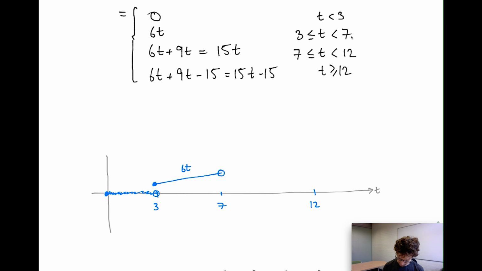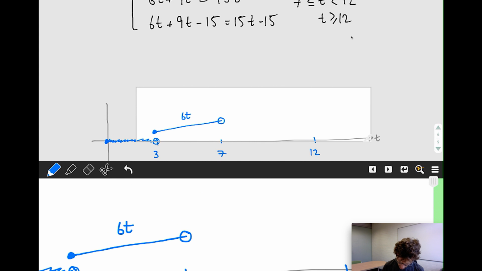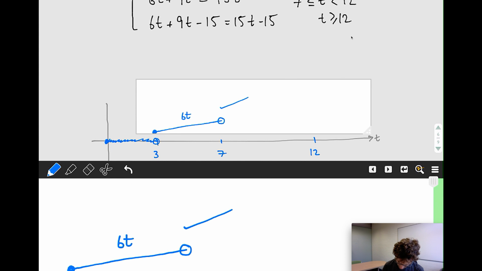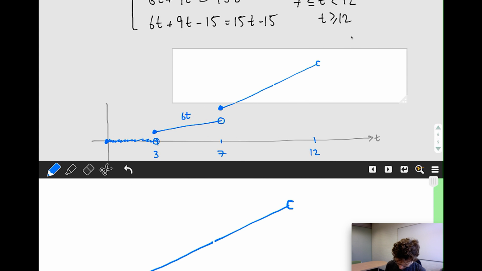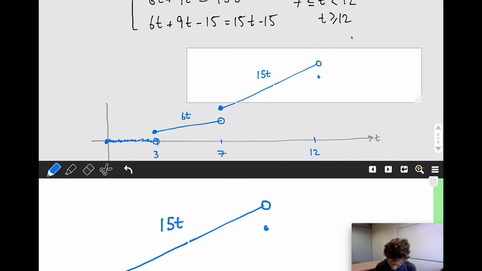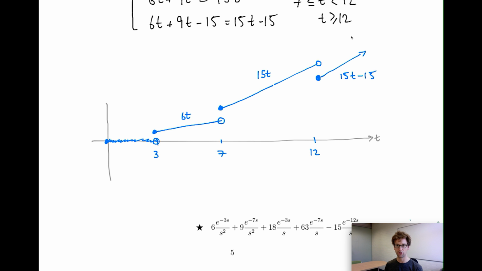Next piece. It grows like 15t. So again, it's going to be discontinuous, so it's going to grow something like that. And I'm including this point, but not including this point. And this is 15t. And finally, we have 15t minus 15. So that's going to be slightly below this one and increasing with the same slope. So that's what our function looks like.